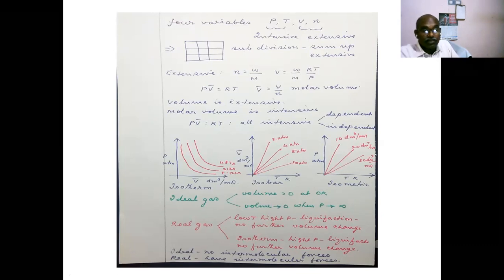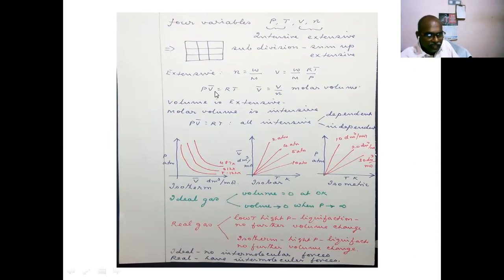But in the gaseous state, we are discussing the same point in a different fashion. Look here, number of moles is equal to the weight divided by the molecular weight, whereas volume is equal to weight divided by molecular weight into RT by P. What I have done is simply rewrite the ideal gas equation.